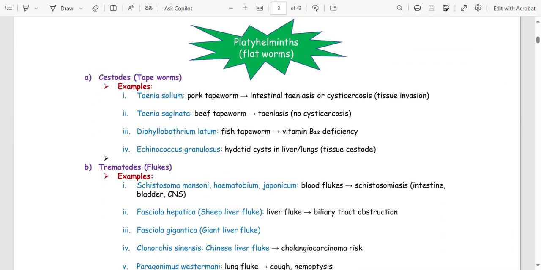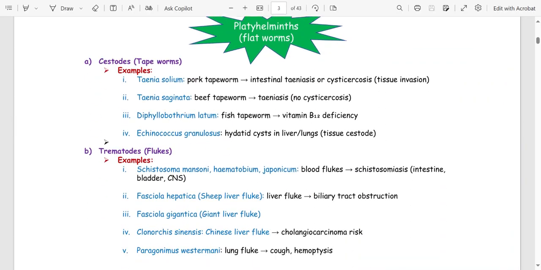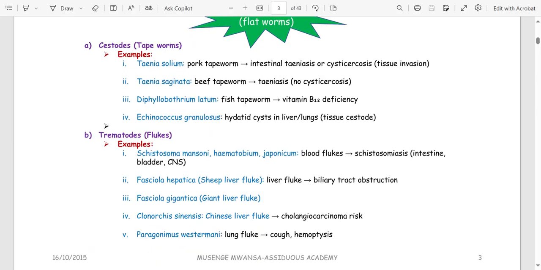So the flatworms, the cestodes, include Taenia solium, Taenia saginata, Diphyllobothrium latum, and Echinococcus granulosus. The trematodes, which are the flukes, include the schistosomes, Schistosoma mansoni, haematobium, japonicum, intercalatum, and then the Fasciola, Fasciola hepatica, Fasciola gigantica, and Clonorchis sinensis.